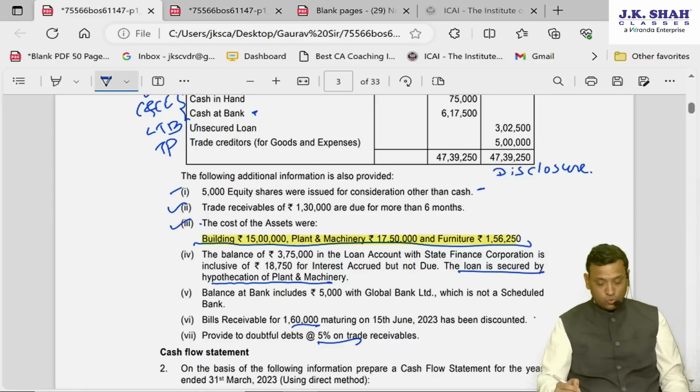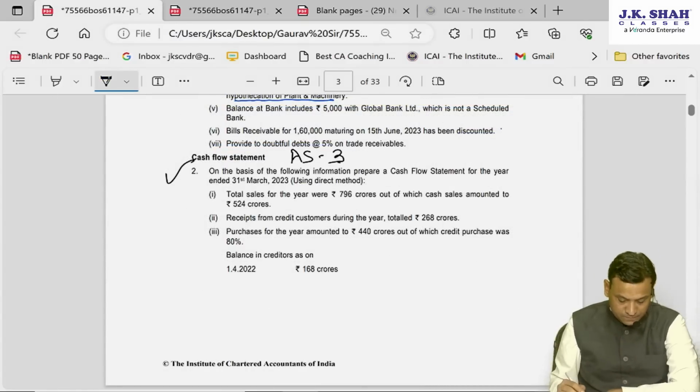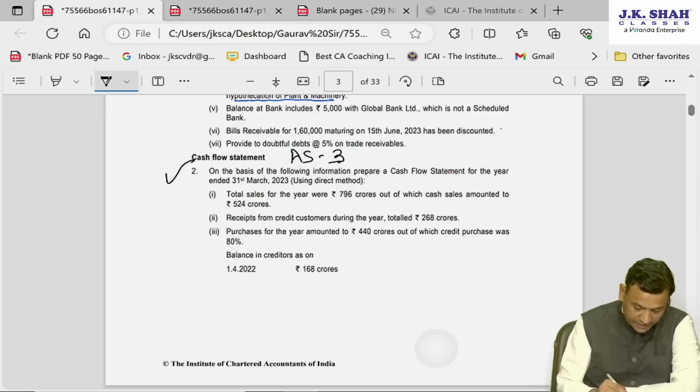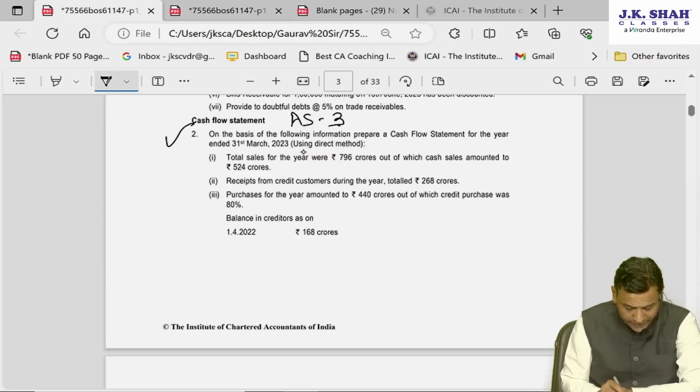Let us move on to question number 2. That is pertaining to cash flow statement, which is AS 3. The question says, let us read it. On the basis of the following information, prepare a cash flow statement for the year ended on 31st March 2023 using direct method. Total sales for the year were 796 crores, out of which cash sales amount to 524 crores.